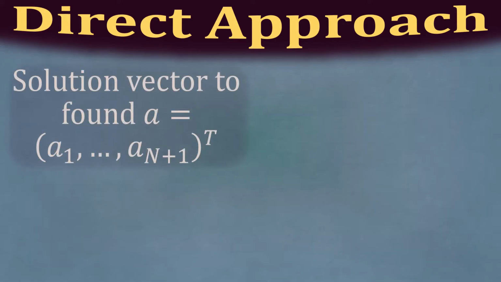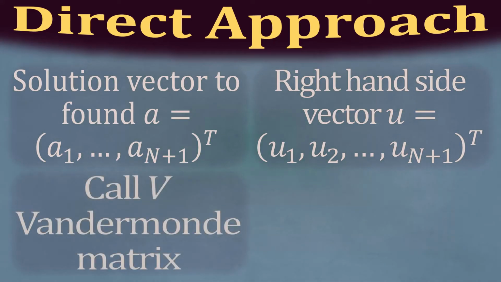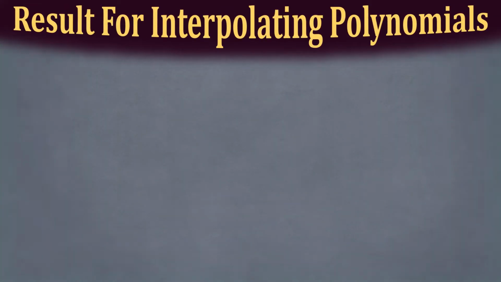And the solution vector to be found is a = (a1, ..., a_{n+1}), and the right hand side vector is u = (u1, u2, ..., u_{n+1}). We call V the Vandermonde matrix. Next, let's discuss a useful result for interpolating polynomials.